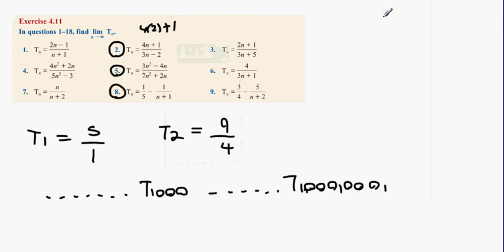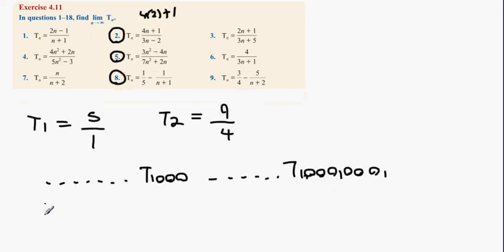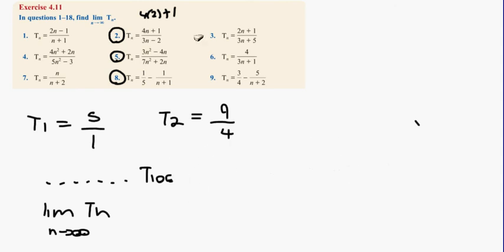So what we have to do in questions like this is find what's called the limit of Tn. So we have to find the limit of Tn as n approaches infinity. Basically, as you get more and more terms that are really big, like term 1 million, term 1 billion, you'll find that the resultant value will get close to 1.33.